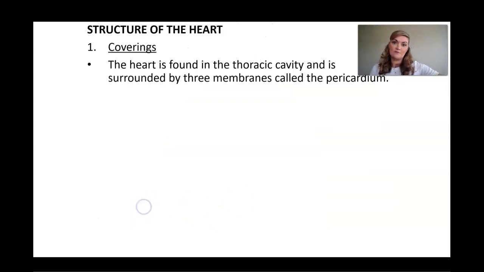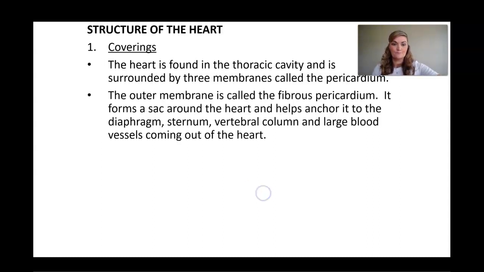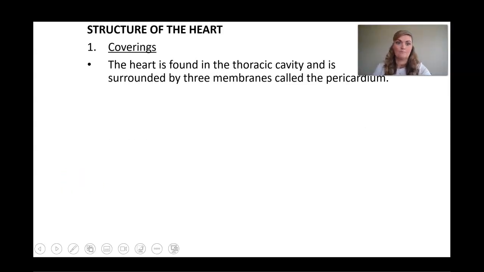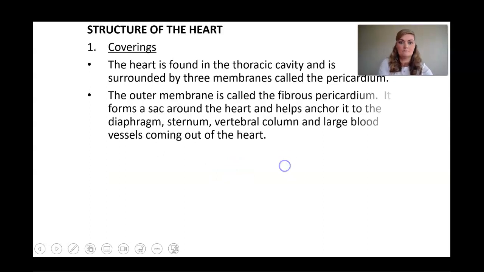So with the structure of the heart, first we're going to discuss the coverings. The heart's going to be found in the thoracic cavity, and it's going to be surrounded by three membranes called the pericardium. The outer membrane is going to be called the fibrous pericardium. It's going to form a sac that goes around the heart, and it's going to help to anchor that heart to the diaphragm, which is what I was showing you in the previous pictures, to the sternum, to the vertebral column, and to the large blood vessels that are going to be coming out of the heart.